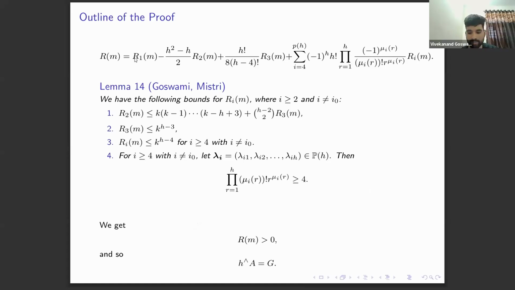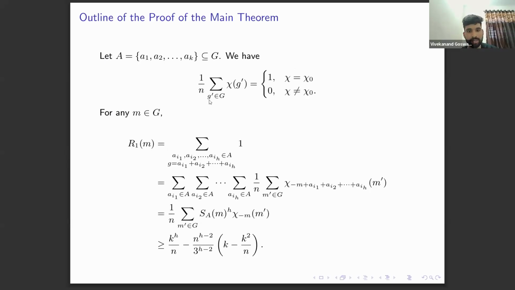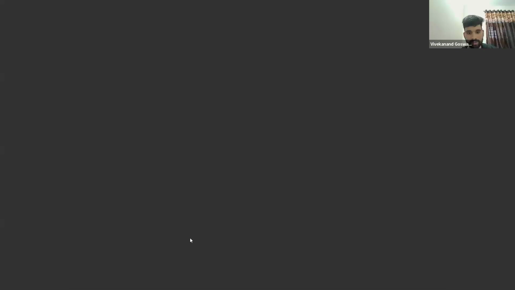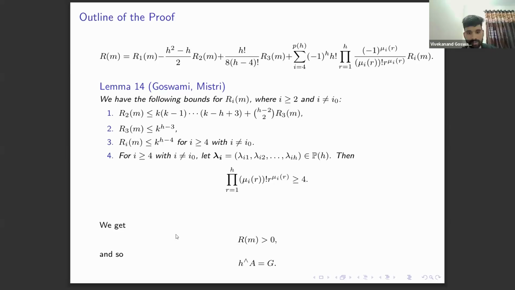To give a nice bound for R_1m, we use character theory and this identity from character theory, that R_1m can be written as this summation. Doing some algebra here, we get this bound. To prove bounds for R_2 and the other R_i, we use combinatorics. Under the condition stated in the main result, we get that R_m is strictly greater than 0, and in this way we show that H hat is equal to Z.